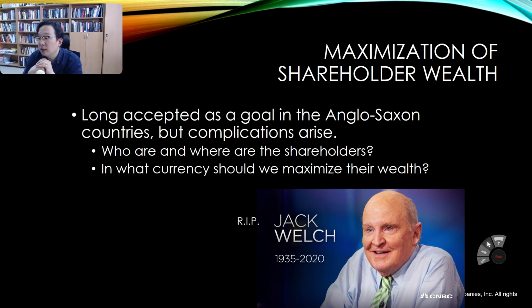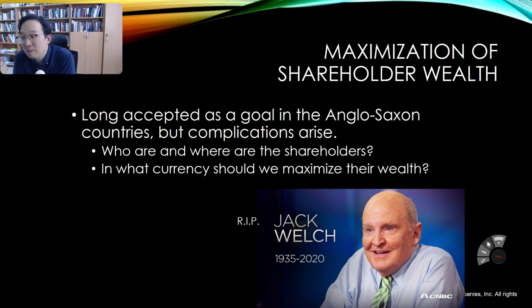Jack Welch, the late Jack Welch, the ex-CEO of General Electric, was a big pusher for this concept of shareholder value maximization. It's long accepted as a goal in the Anglo-Saxon countries, but complications arise. Who are and when are the shareholders? Where are the shareholders? It matters, right? Which country: Swiss versus Korea versus America. Japan versus Korea, Nexon, or Line, or Naver. Naver's founder is my high school alumnus, by the way. But is it a Korean company or a Japanese company? Which shareholder would you like to listen to? If there is some conflict between these two countries, where would you go?